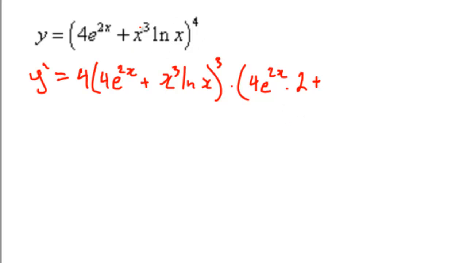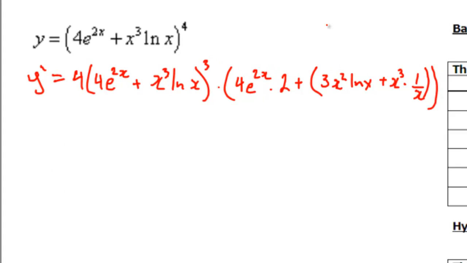plus the derivative of the second term, which is a product. So we use the product rule. We'll put that in another bracket here. So derivative of the first, keep the second, plus keep the first, derivative of the second. So the derivative of ln x is 1 over x. And that's the full derivative for that one. Again, simplification left up to you.